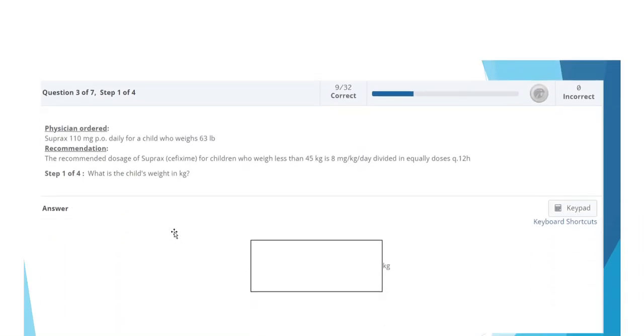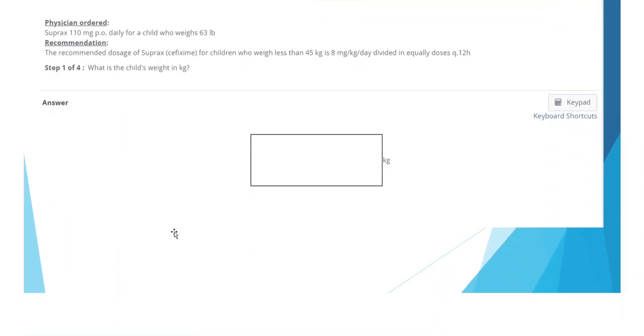Okay, so let's go and look at question 3. So this time I have a child who's 63 pounds. The doctor's ordered 110 milligrams daily. Okay, so he's only going to get 1 dose a day. This is where these don't match up, and we just have to pretend they do. I guess he could give that in 2 divided doses.